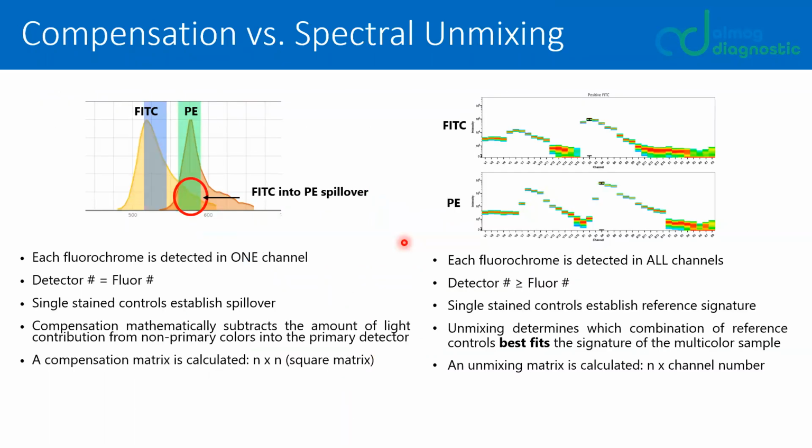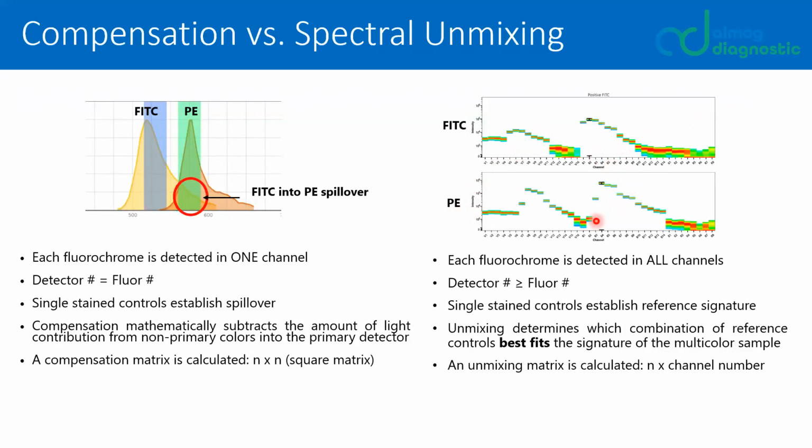So here, let's compare the aspects of compensation and spectral unmixing. When we look at conventional compensation versus spectral unmixing, it is quite clear that these different algorithms achieve the same thing. It's all about assigning photons to the correct fluorophore. In compensation, each fluorophore is detected in one detector, and the number of detectors is equal to the number of fluorochromes. Whereas in spectral unmixing, each fluorochrome is detected in all detectors on the instrument, okay?